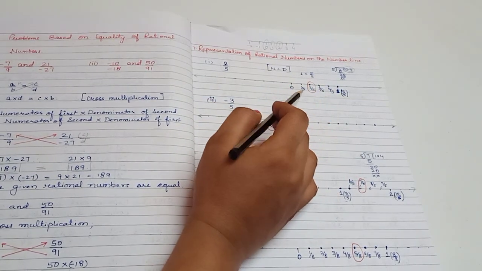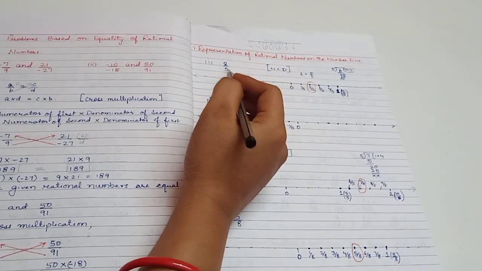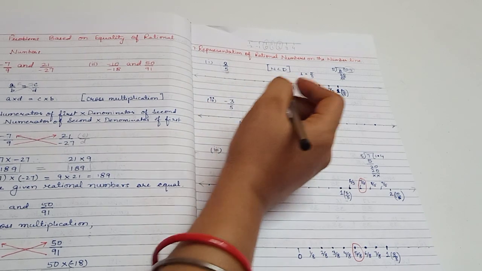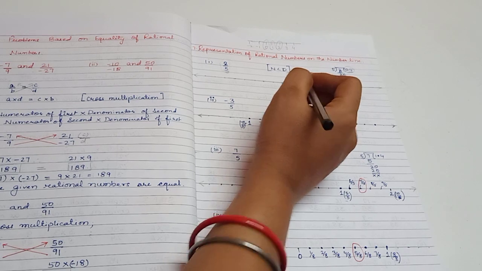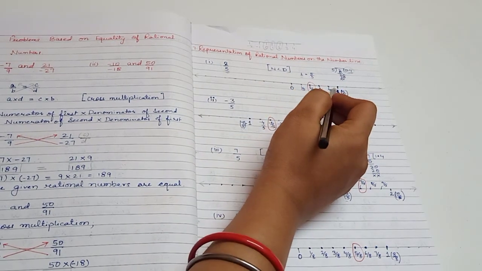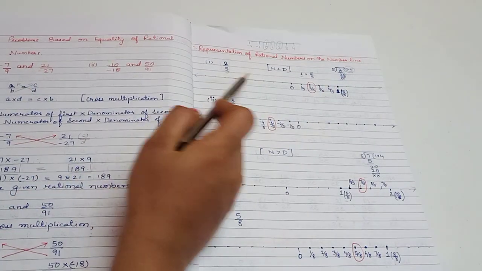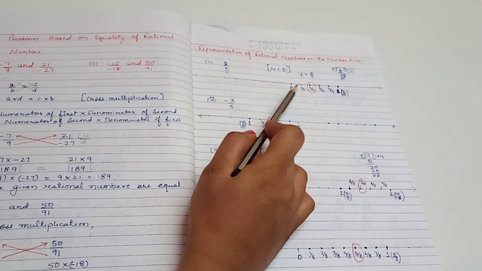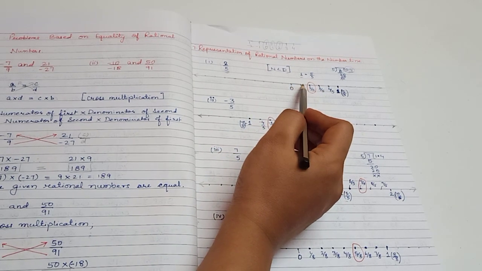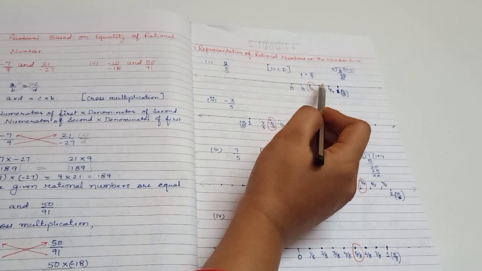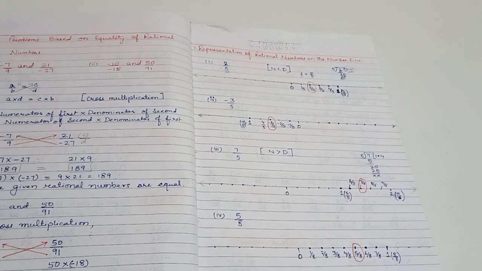After this, you need to see the denominator. How much is it? It is 5. So I can write 5 by 5, which will be equal to 1 whole. I have to divide this 0 to 1 into 5 equal divisions. So you can see from 0 to here it is 1 division, second division, third division, fourth, and this is fifth.